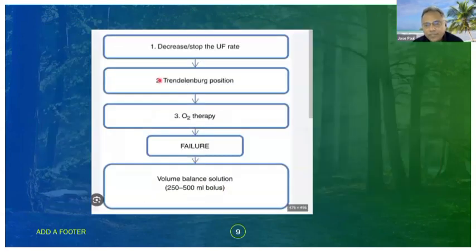So what will you do when the patient develops hypertension? This is how you treat the hypertension. First, decrease or stop the ultrafiltration rate. You put the patient in a Trendelenburg position. Trendelenburg position is nothing but the patient lies supine and the foot end of the patient is elevated. Then you start the patient on oxygen therapy. And if all the measures fail, then you have to restore the fluid volume of the patient by giving a saline bolus. Every unit will have its own policy as well as treatment protocols with regards to hypertension.